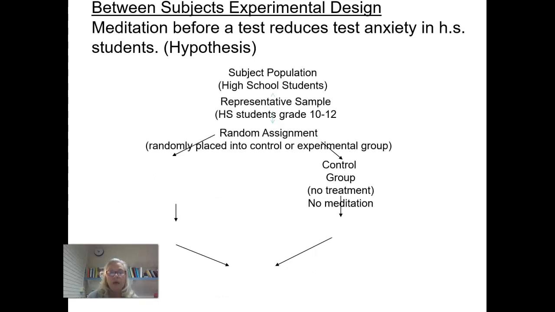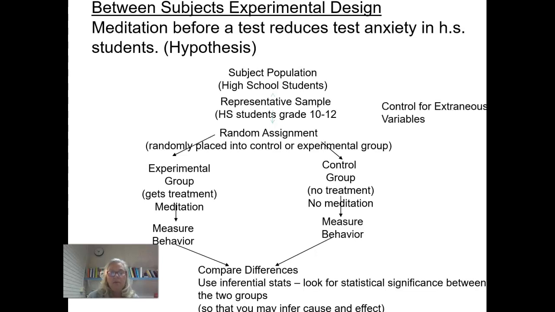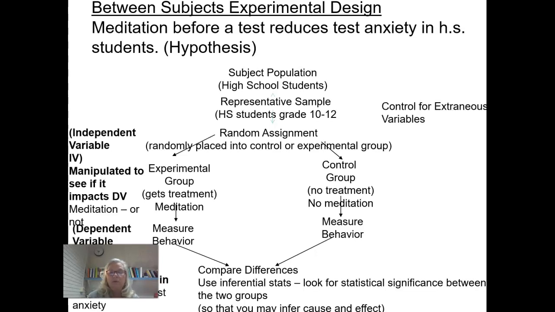So going back to our model, again, we're looking for statistical significance between the two groups. So how are we going to measure for test anxiety? And here you can see that I have meditation or not. That's the independent variable. And the dependent variable is test anxiety.